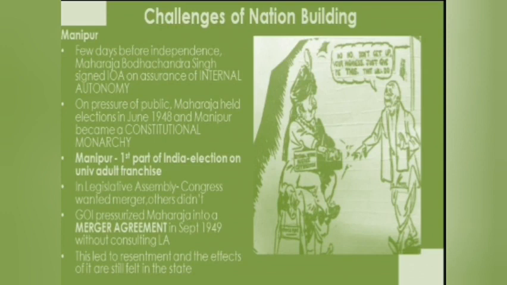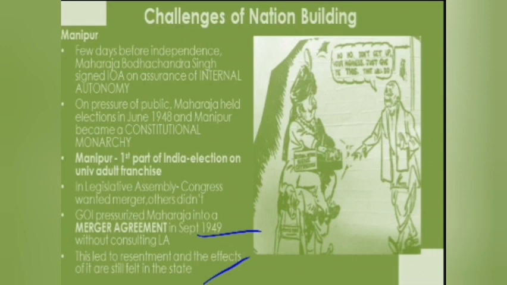GOI, that is the Government of India, pressurized the Maharaja into a merger agreement in September 1949 without consulting the legislative assembly. And so this led to resentment, and the effects of it are still felt in the state. So it was very challenging.